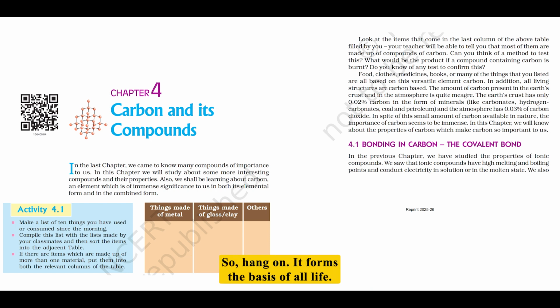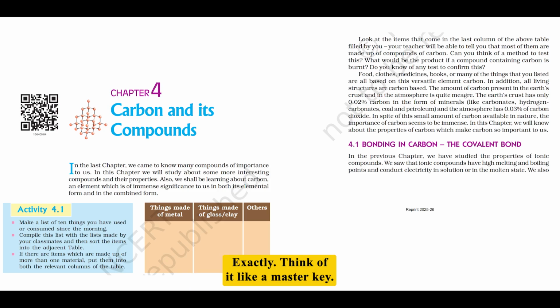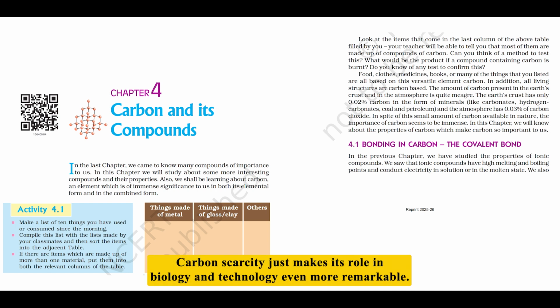So hang on. It forms the basis of all life, and we use it in countless materials, but it's barely there in the crust and air. How does that work? It's not a contradiction, but actually proof of carbon's incredible properties. It's these unique properties that allow it to form such stable, diverse structures and to be recycled so efficiently through things like the carbon cycle, even though the raw amount isn't huge. Okay, so it's not about quantity but quality. Its special abilities. Exactly. Think of it like a master key. You only need one, but it can unlock countless doors. Carbon's scarcity just makes its role in biology and technology even more remarkable.